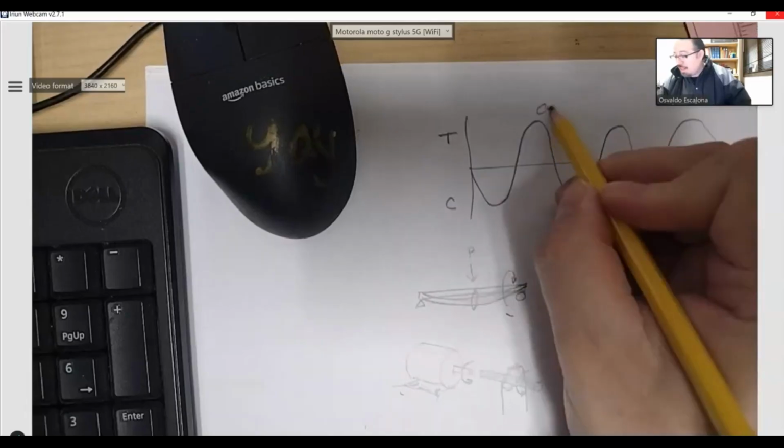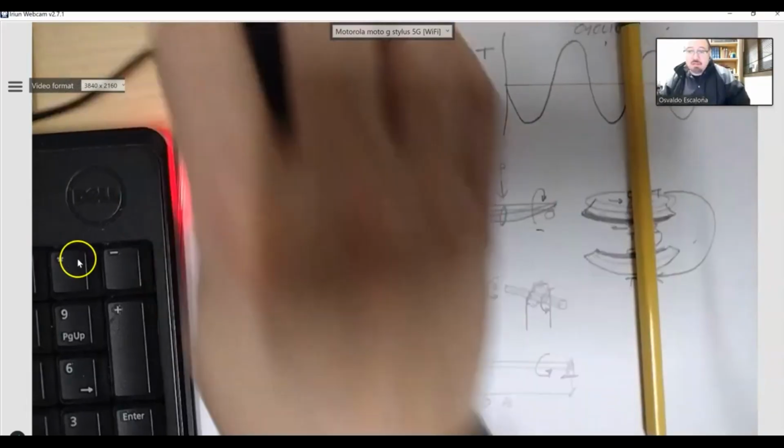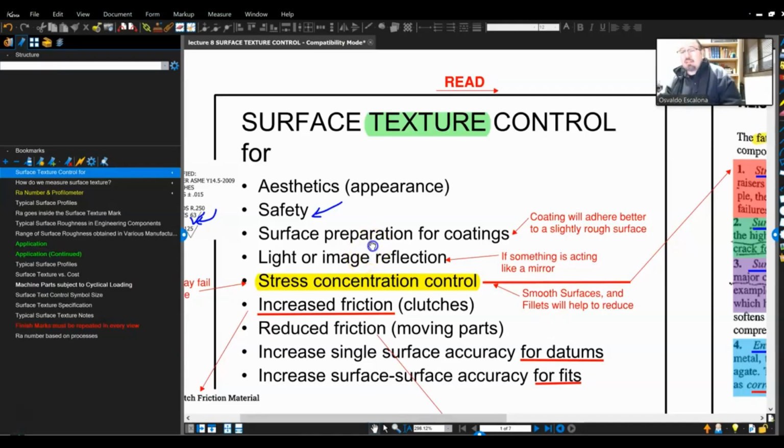This is a cyclic load. Now, why am I telling you this? I'm telling you this because when you have a cyclic load, you need to protect your surfaces. Otherwise, you will have something we call stress risers, which can make your material fail much sooner than you expect. Cyclic loads by themselves will cause the material to fail in about half the time that you expect. And if you don't take care of your surface, it might fail even sooner.